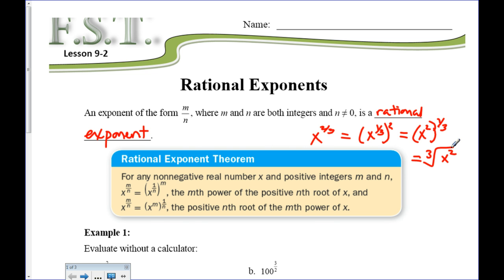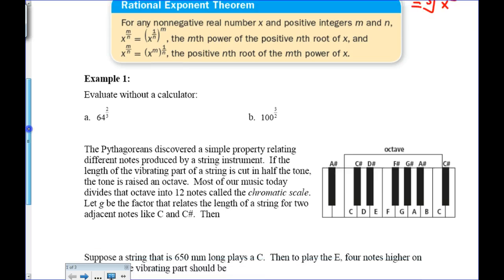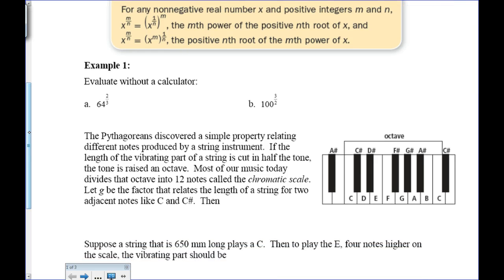Okay? Now, you could do either way, you could either take it to the power, the exponent, the numerator, or you could take the root of it first. Whatever way makes it easier for you, that's what you're going to do on all of these. Okay, so you're going to want to go down to the first example.